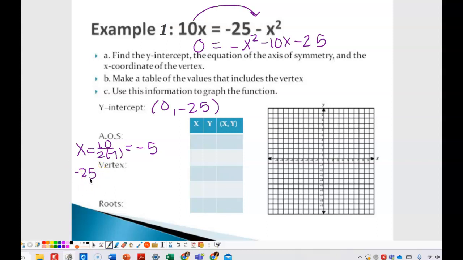A negative times a negative gives you a positive 50. And then subtract 25 again. So negative 25 plus 50 minus 25 gives you 0. So this graph goes through the point negative 5, 0. So this is the case in which the vertex and the root are the same.